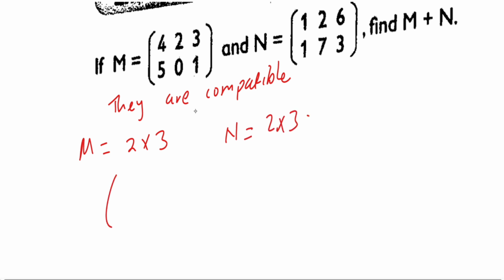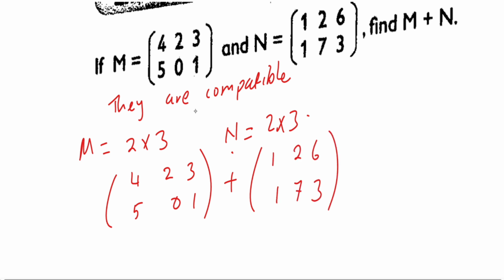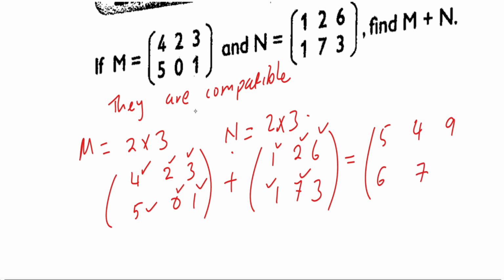Now let's add them up. So we have 4, 2, 3, 5, 0, 1 plus 1, 2, 6, 1, 7, 3. We have 4 plus 1, which is 5. 2 plus 2, which is 4. 3 plus 6, which is 9. 5 plus 1, which is 6. 0 plus 7, which is 7. 1 plus 3, which is 4. And therefore, this is your answer. Yeah, isn't it interesting? Let's continue.